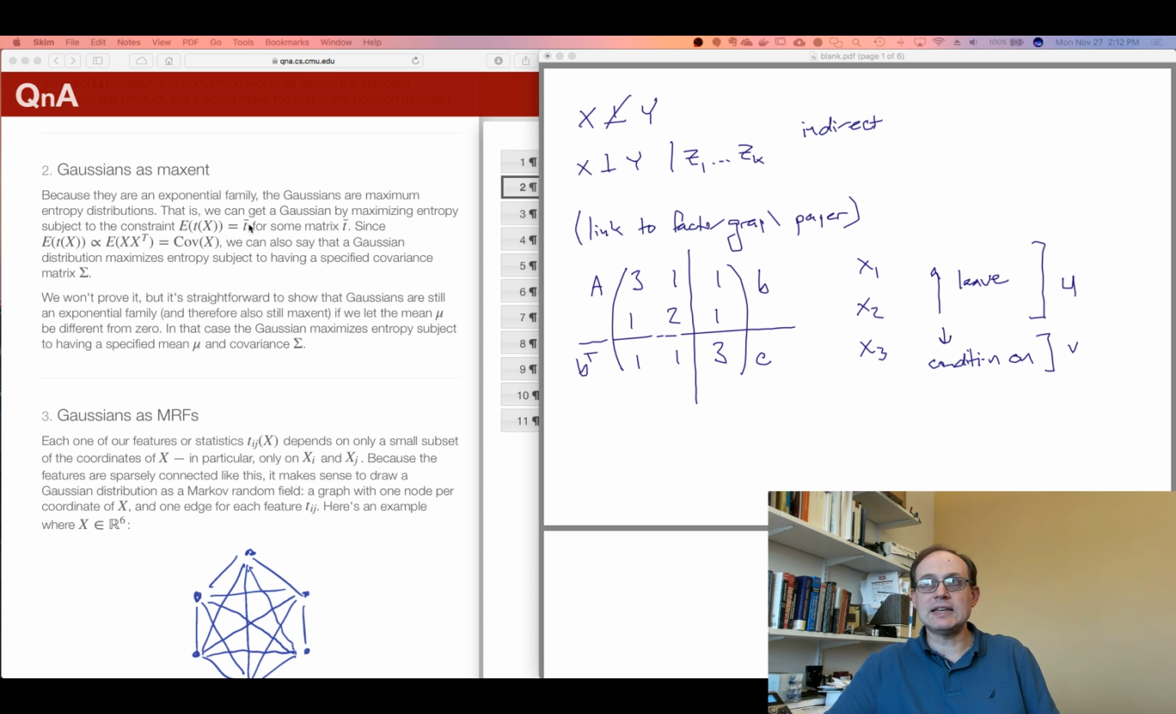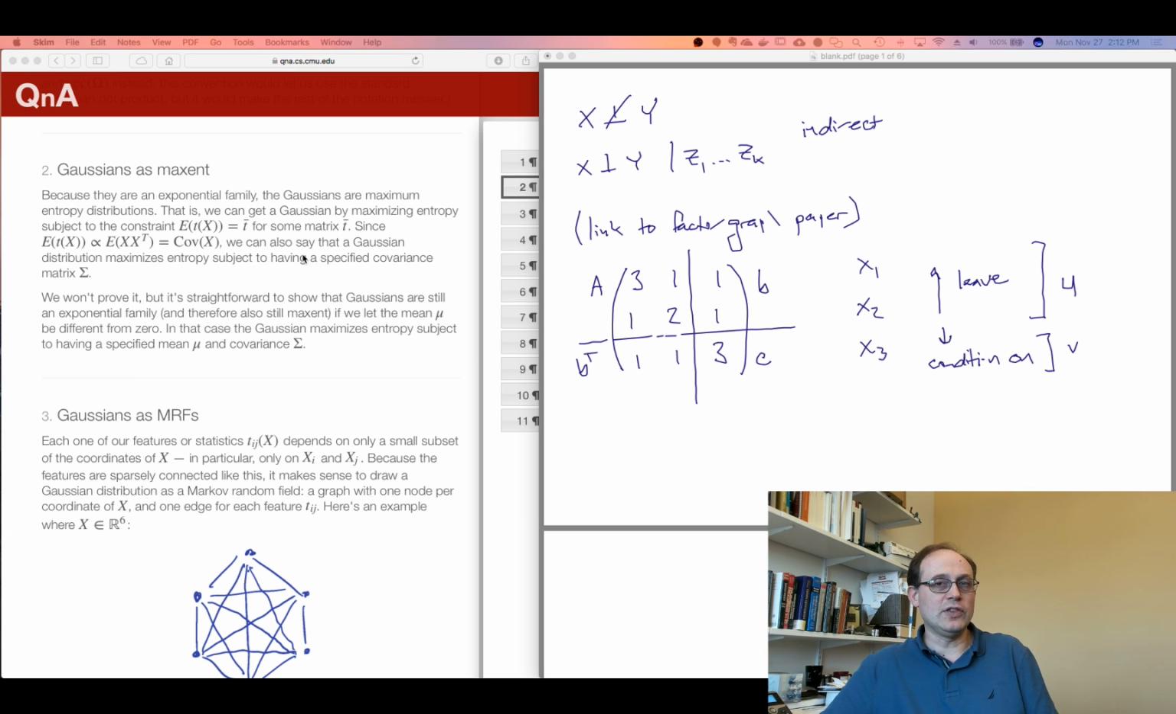So maxent doesn't mean maximum entropy with no other considerations. It means maximum entropy subject to a particular constraint, and that constraint is that the expected value of t of x under our maxent distribution has to equal a particular vector. And so in particular, to get the uniform distribution, we want maximum entropy with no constraints.